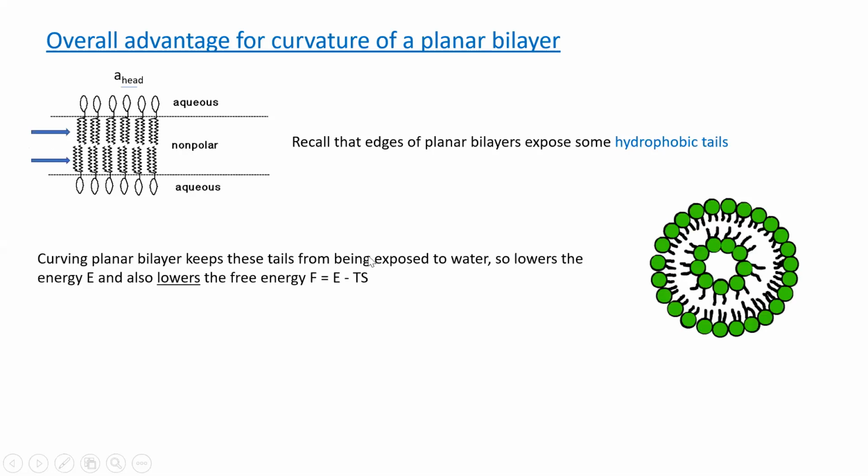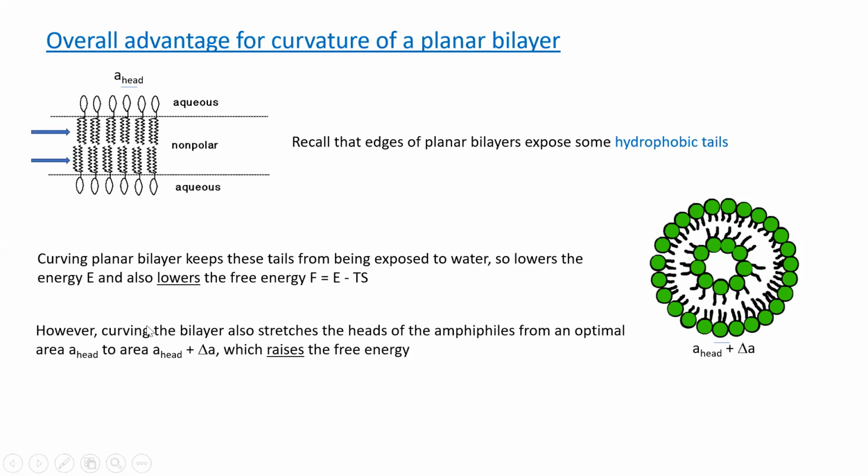So curving the planar bilayer, as in this effect here, where we've wrapped it around with one of the layers wrapping around to be the inner circle and the other layer wrapping around to be the outer circle, keeps these tails from being exposed because of the cyclical nature of the circular pattern. So that lowers the energy E and also lowers, more importantly, the free energy E minus TS.